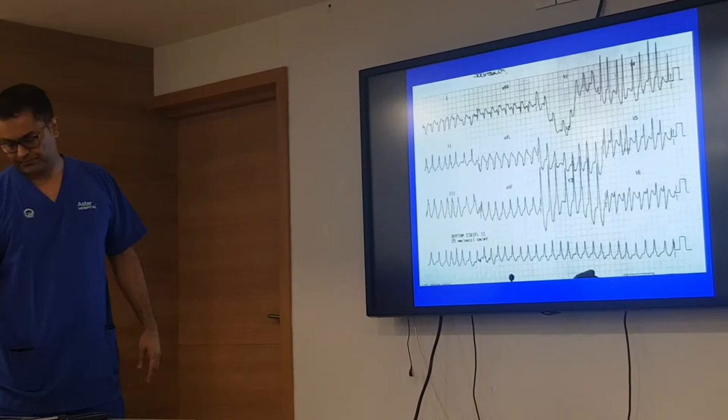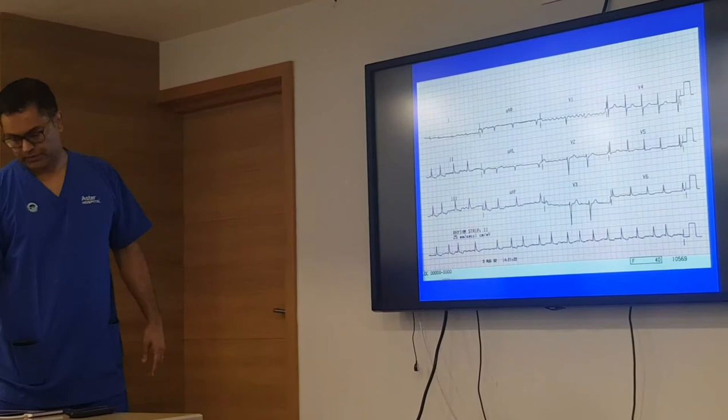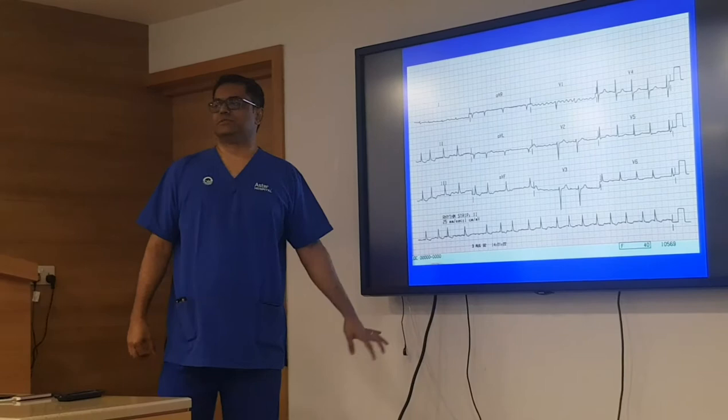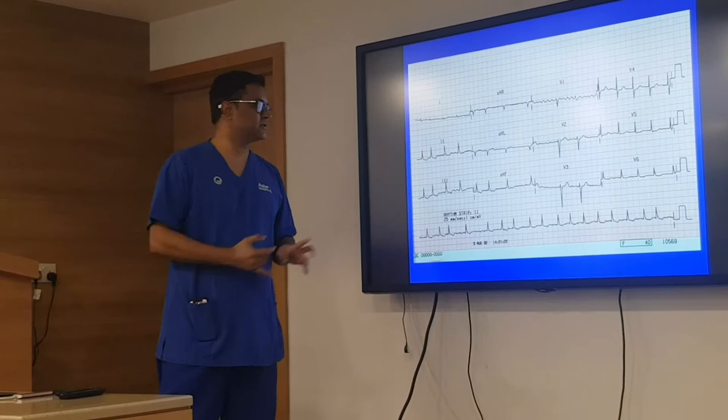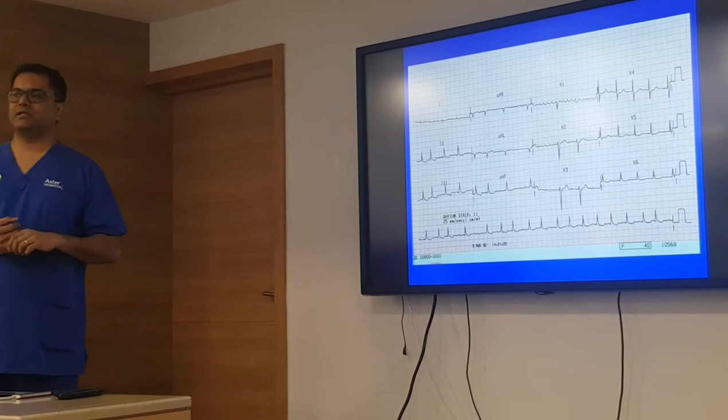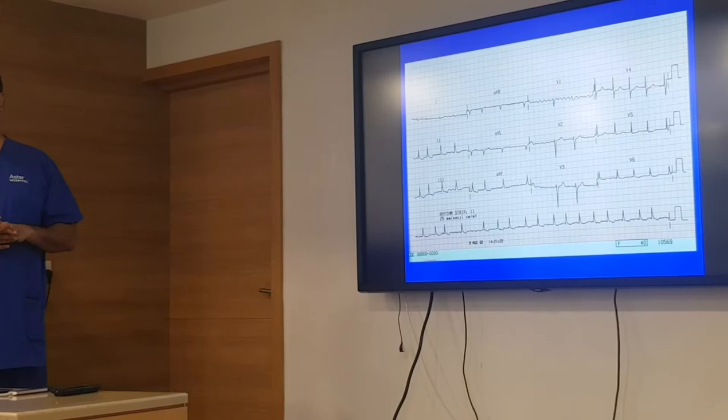Okay, this is a difficult one actually. It's a broad complex tachycardia. I'll show you. This is a nice one. Who can tell me the rhythm on this ECG? Is this sinus rhythm? No. Is this SVT? Is this sinus bradycardia? No. Is this sinus tachycardia? So what is this rhythm? Atrial fibrillation, yeah.